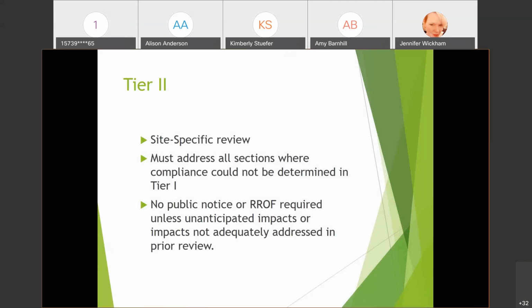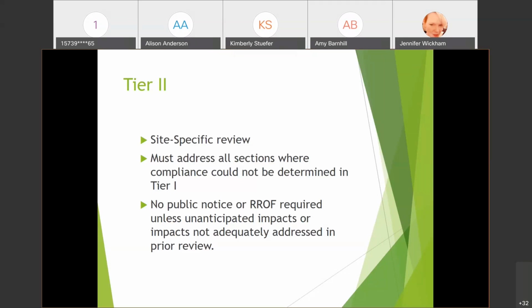So this is the site-specific review level, and it must address all sections where compliance couldn't be determined in the tier 1 level. And as I said, there's no public notice or request for release of funds required unless there are unanticipated impacts or impacts that are not adequately addressed in the prior review, meaning the tier 1 review. And I'll give you some examples of how tier 1 and tier 2 apply.